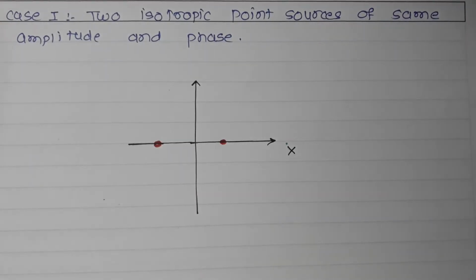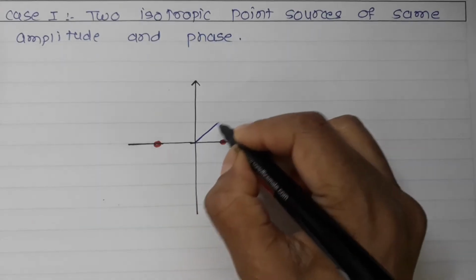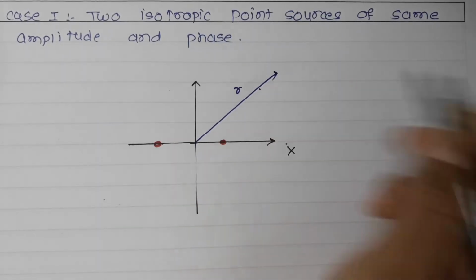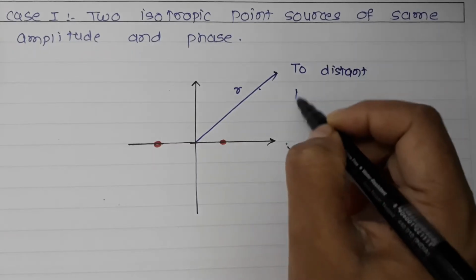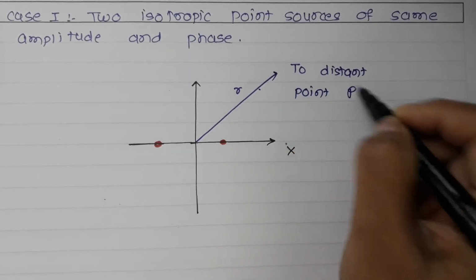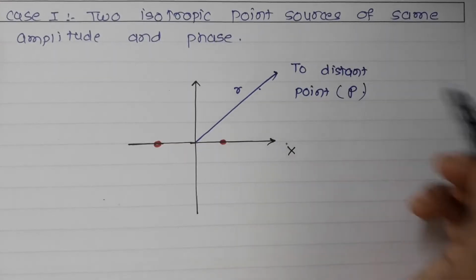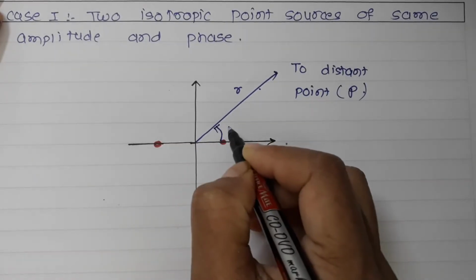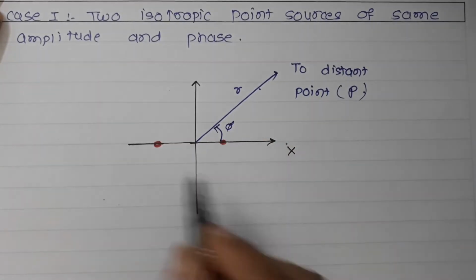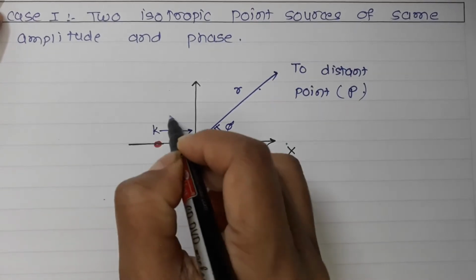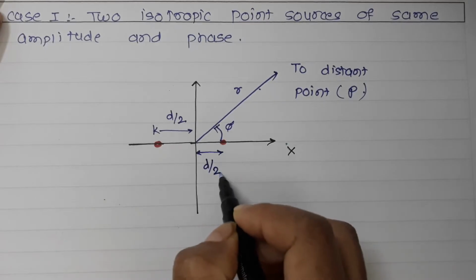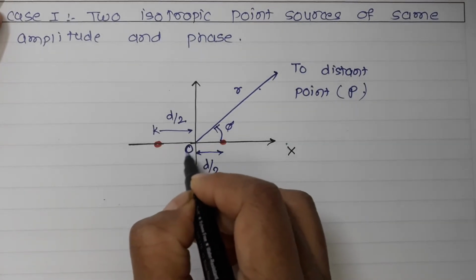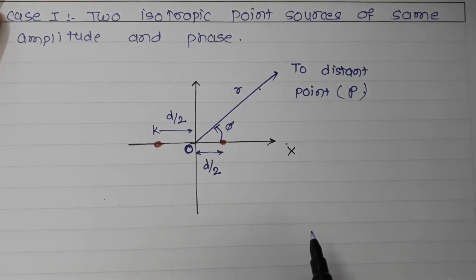Okay, so let us take this distance r to the point P. Okay, so this is our observation point. This angle will be phi angle. This distance from here to here will be d by 2. This distance will be d by 2. Okay, so we are considering 0 as the origin over here. Okay, so this is nothing but the two element array.